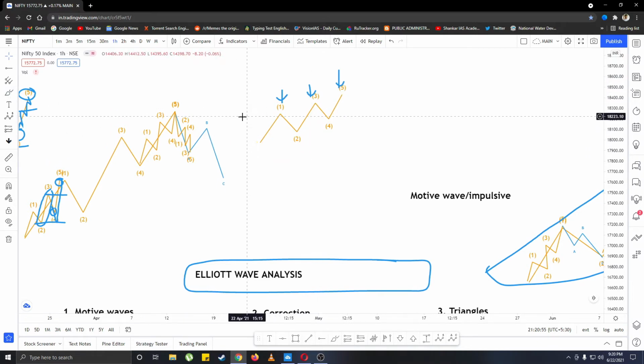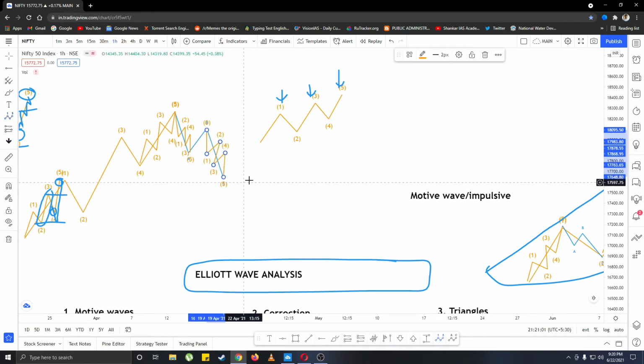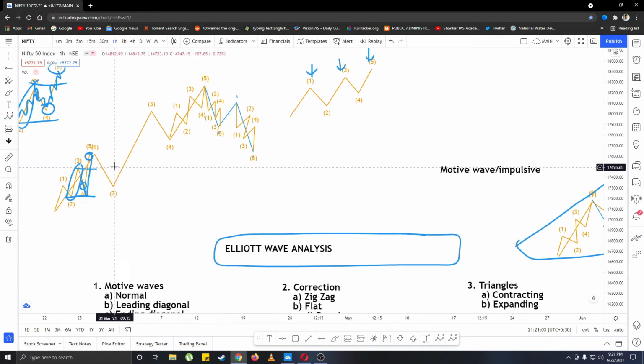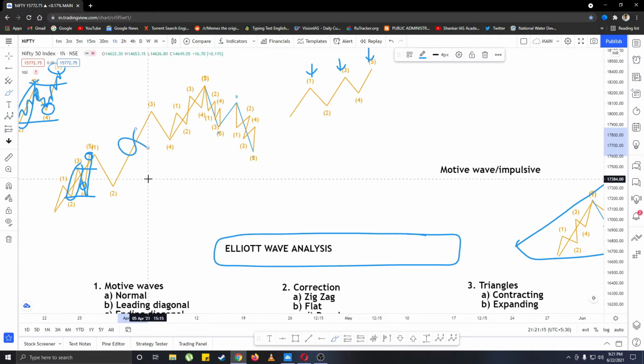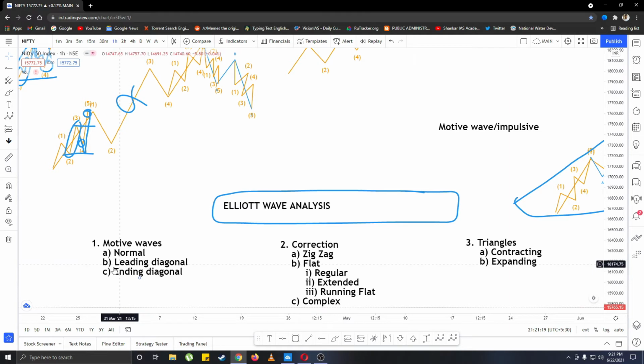Now the ending diagonal can also occur in wave C, which is 1, 2, 3, 4 and a 5. So leading diagonal occurs in wave 1 or wave A, and ending diagonal occurs only in wave 5 or wave C. Diagonals do not occur in wave 3. That is a rule. I think we have cleared the motive waves.